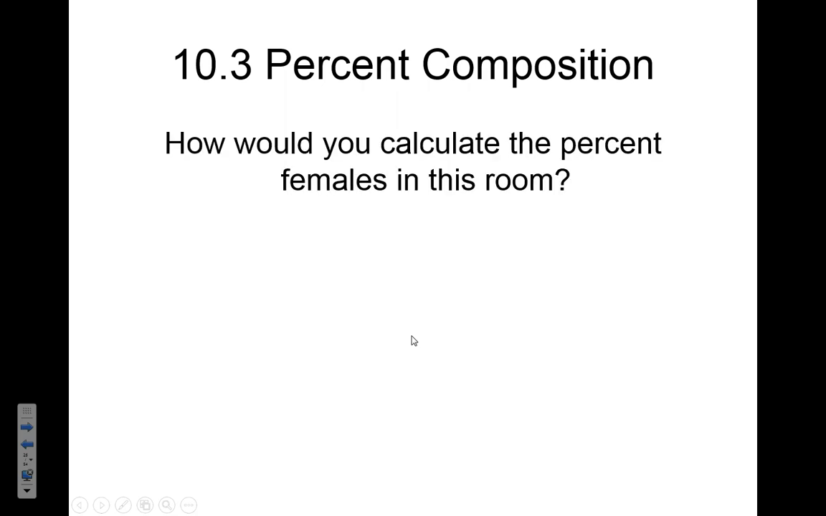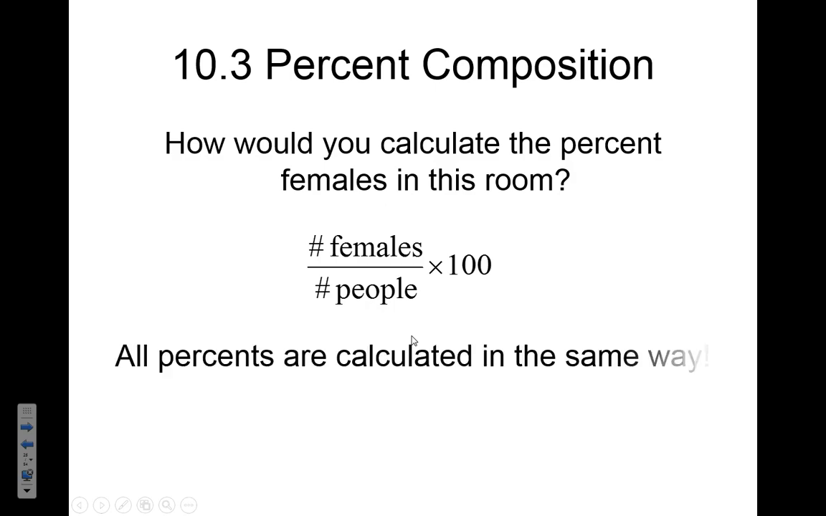Now we're talking about percents, so before we get into percent composition and chemistry percents, let's look at the concept of percent as just background information and ways in which you've already done it. So how would you calculate the percent of females in the room? Well, you'd count the number of females, you'd count the number of people, you'd take females divided by people, you'd multiply by 100, and you'd calculate the percent female.